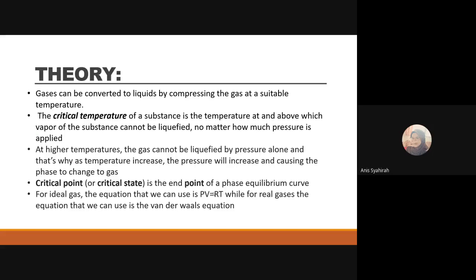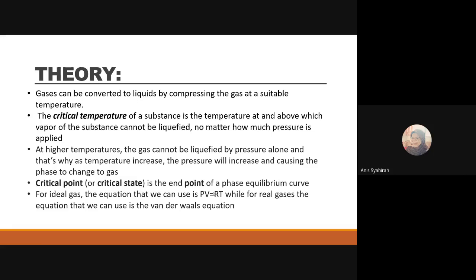Okay, for the theory, first, gases can be converted to liquid by compressing the gas at a suitable temperature. The critical temperature of a substance is the temperature above which vapor of the substance cannot be liquefied no matter how much pressure is applied. At a higher temperature, the gas cannot be liquefied by pressure alone, and that's why as temperature increases, the pressure will increase, causing the phase to change to gas.